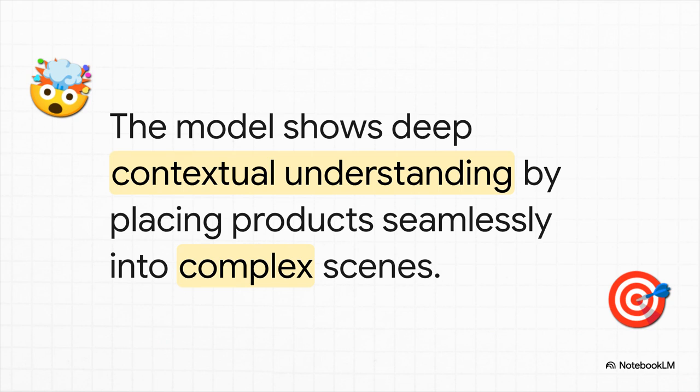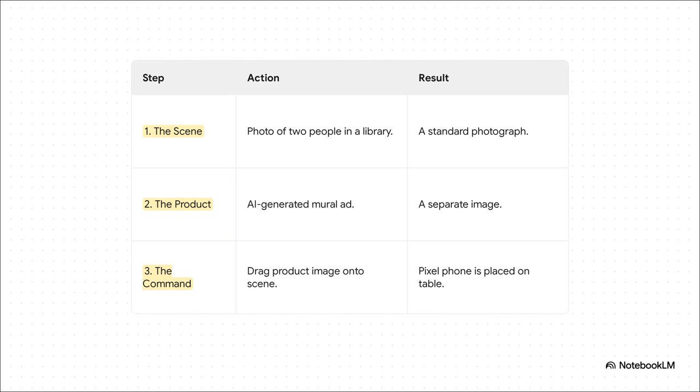And finally, let's look at a feature that is, and I'm not exaggerating, truly mind-blowing. It shows a level of intelligence and contextual understanding that is just on another level. Okay, follow this, because it's nuts. First, you have a normal photo of 2 people in a library. Second, you have that AI-generated mural ad we saw a minute ago. Now, when you just drag the mural ad onto the library picture, the AI does something incredible. It doesn't just paste the ad in there. It completely ignores the mural, the car, the bus stop. It intelligently identifies the product, the Pixel phone, pulls it out of the ad, and then places it perfectly and realistically on the small table between the 2 people. That is not just editing, that is understanding.